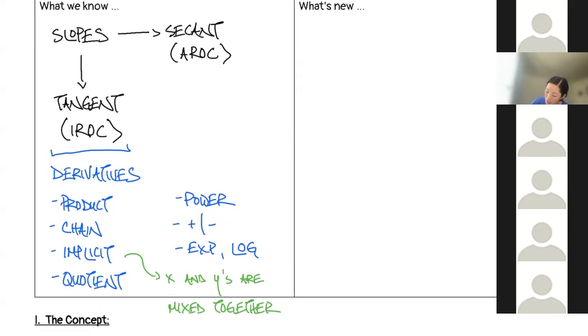Okay. What about chain rule? When do we know we need to use chain rule?